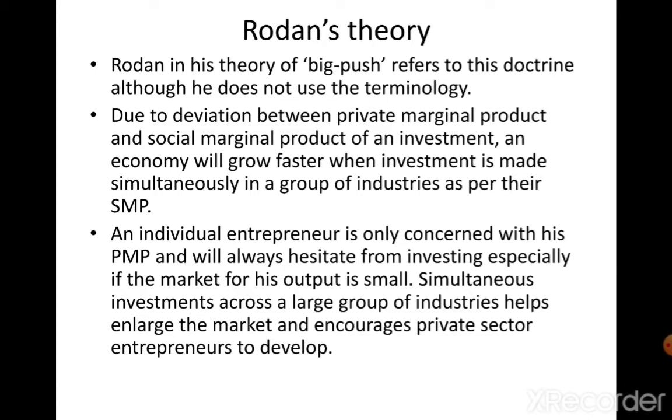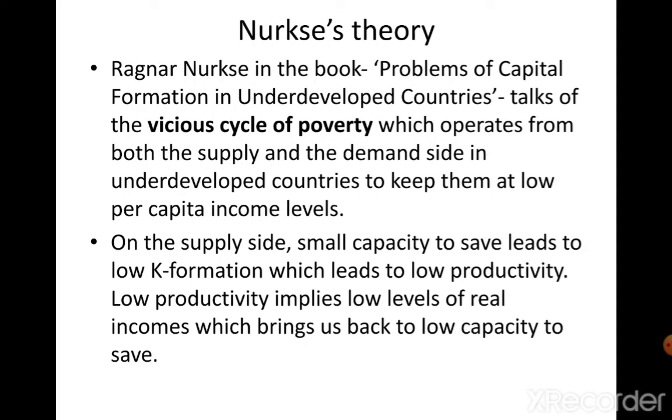So even though Rodin doesn't use the term balanced growth, the very prescription to the problem of an underdeveloped economy that Rodin suggests is that of balanced growth. It says simultaneously invest across a large group of industries. Another person who actually introduced the terminology of balanced growth is Ragnar Nurkse. The name of his book is Problems of Capital Formation in Underdeveloped Countries.